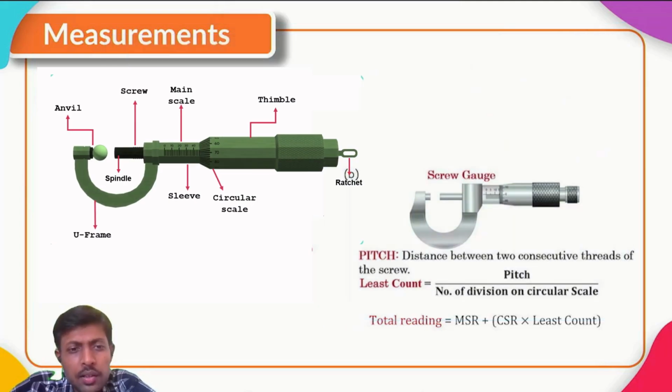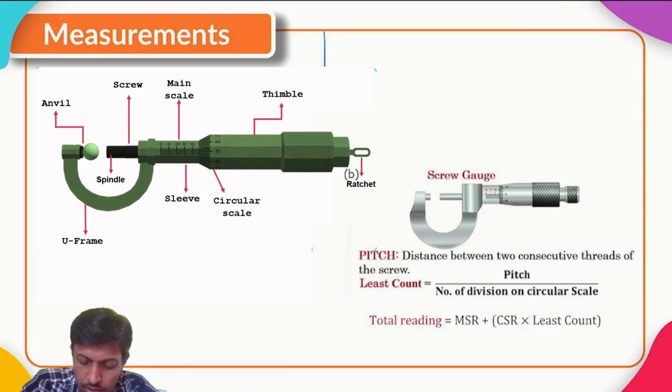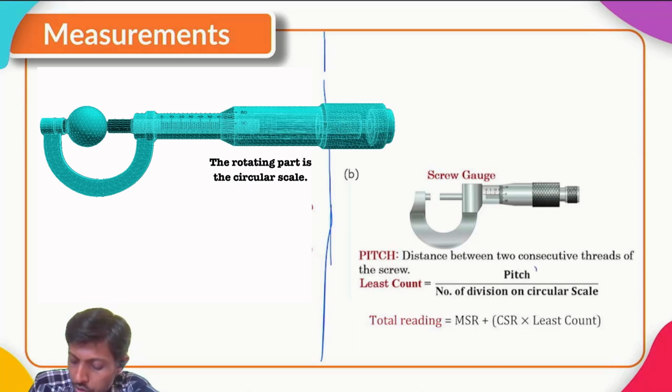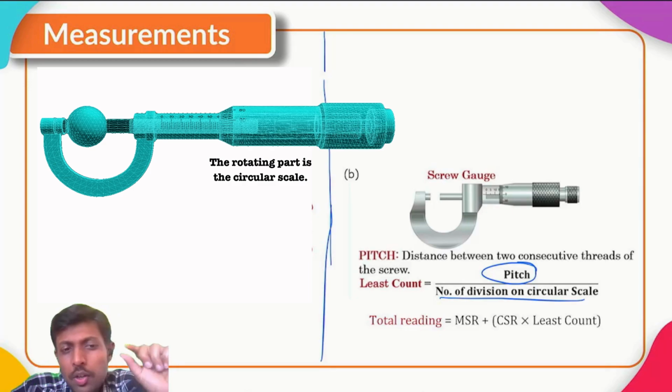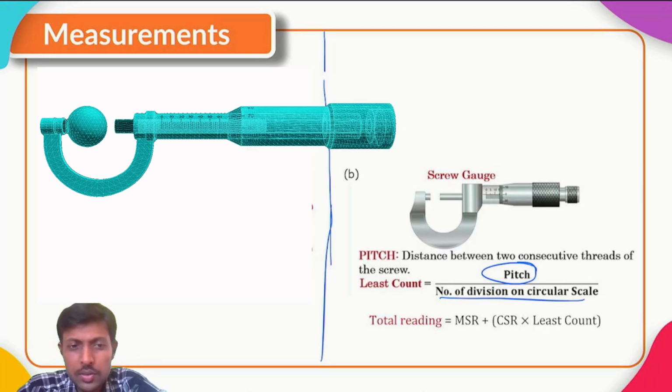Let's look at the screw gauge now. In a screw gauge, the least count is calculated by our original formula, which is pitch upon number of divisions on circular scale. Usually on a circular scale, you would have 100 divisions, or in some circular scales, you would have 50 divisions. Depending on that, the least count will change.